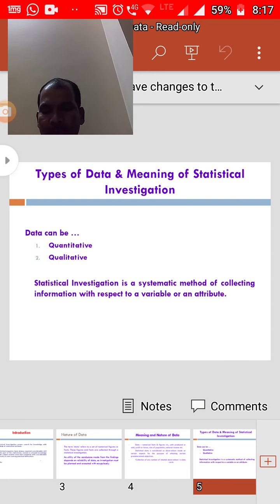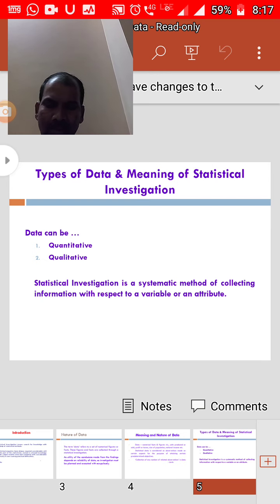Types of data. Data may be quantitative or qualitative. And meaning of statistical investigation we have already discussed. Even statistical investigation is usually the data collected with the help of statistical investigation. We use data in this sense.